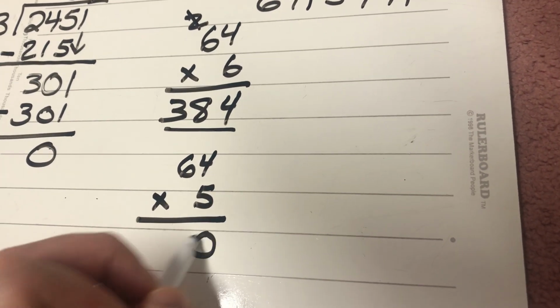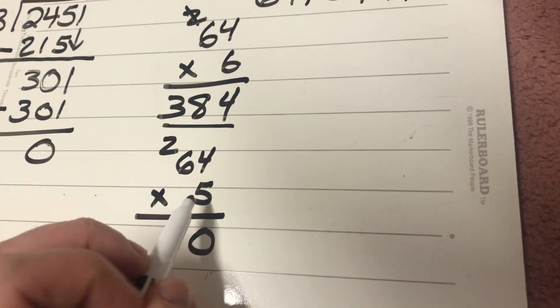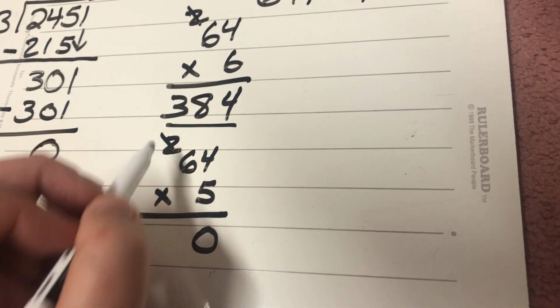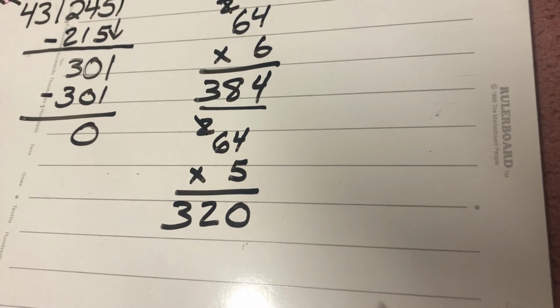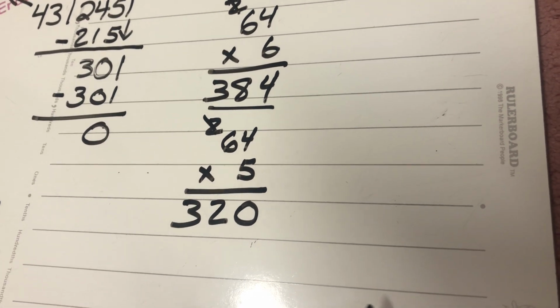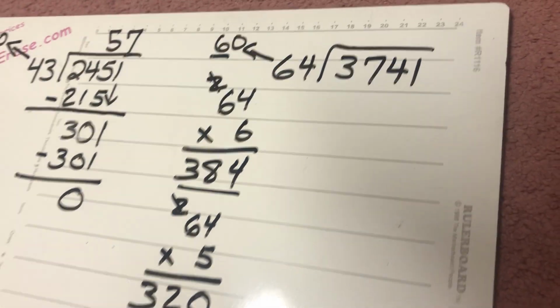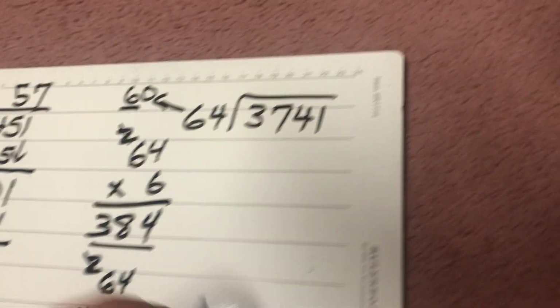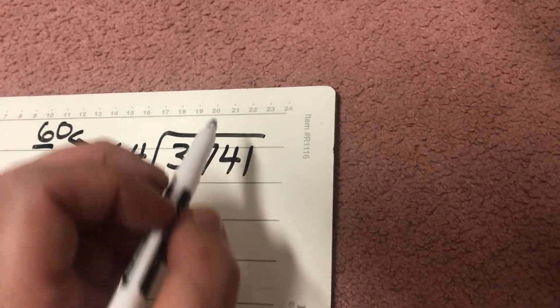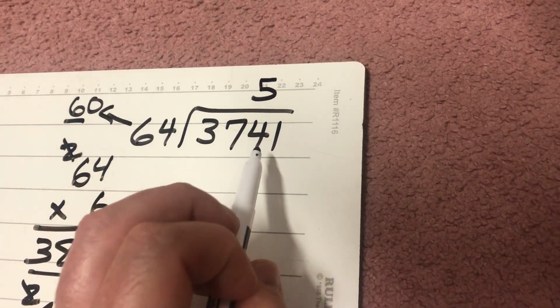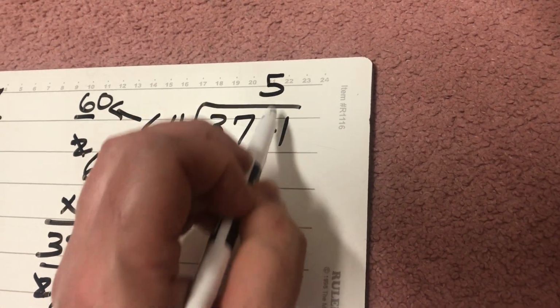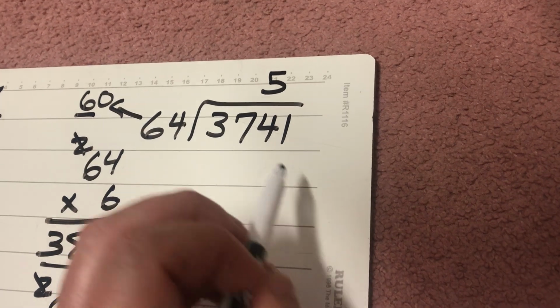5 times 4 is 20. Put the 0 down, carry the 2. 5 times 6 is 30. Plus 2 is 32. I get 320. Well, I know that 6 is too big, so I know that I want to go with the 5 and 320. I'm going to put the 5 here above the 4 because it's 64 going into 374 5 times. So it's very important where you put these numbers up top.